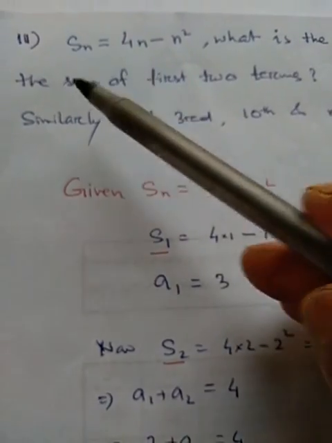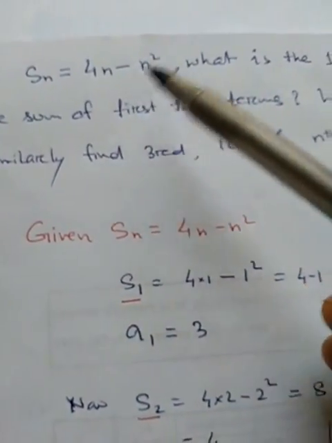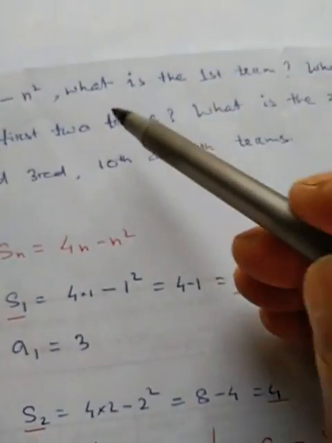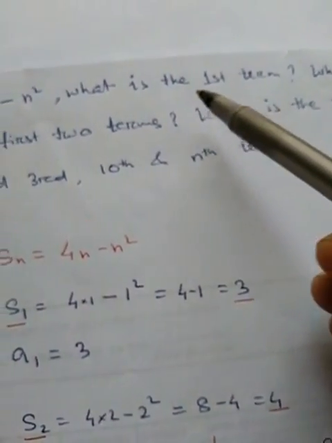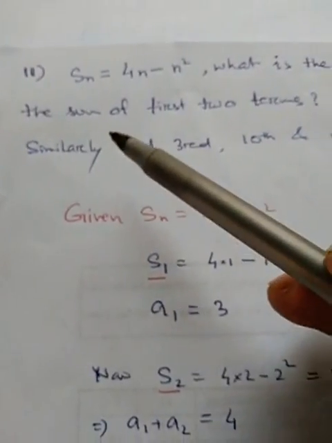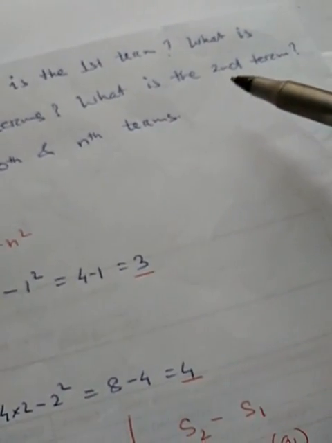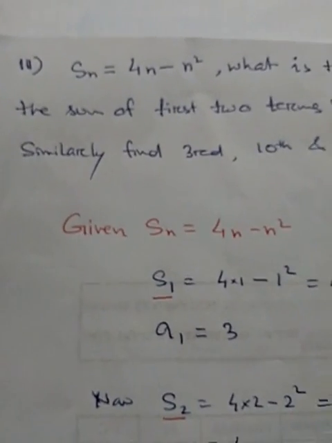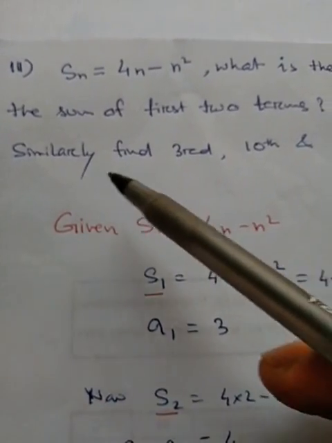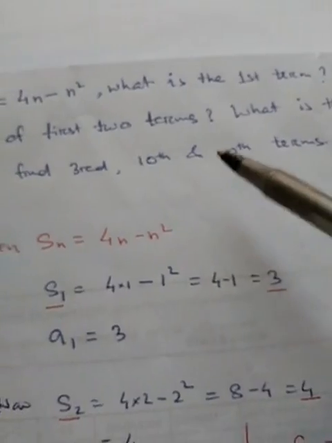In question number 11, Sn is given as 4n minus n square. Here, what is the first term? That means we have to find a. Next, what is the sum of first two terms? That means we have to find S2. Next, what is the second term? That means we have to find A2. Similarly, we have to find the third term, 10th term, and then finally the nth term.